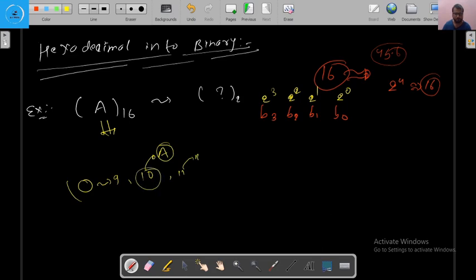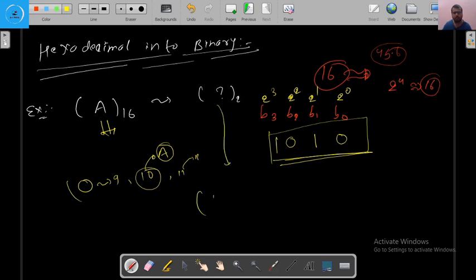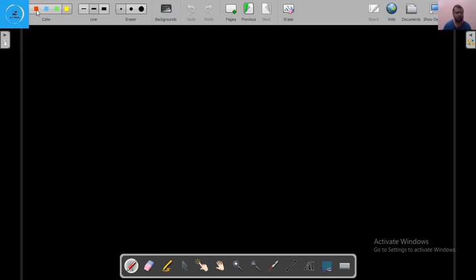So for 10: 2 to power 3 is 8, and here 2 to power 2, if we write 1 then it will be 12, and we need 10 that is less than 12, so here we write 0, and then here 1 and 0. So this is 10 in binary. So here we have written 1 0 1 0 in binary. Again we are going to see one more example.